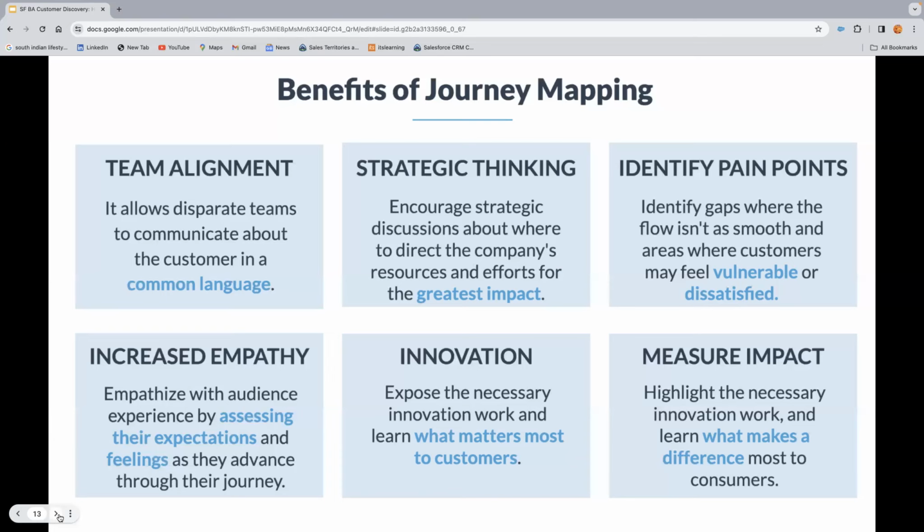Increased empathy. Empathize with the audience's experience by assessing their expectations and feelings as they advance through their journey. Innovation. Expose the necessary innovation work and learn what matters most to customers. Measure impact. Highlight the necessary innovation work and learn what makes a difference most to customers.